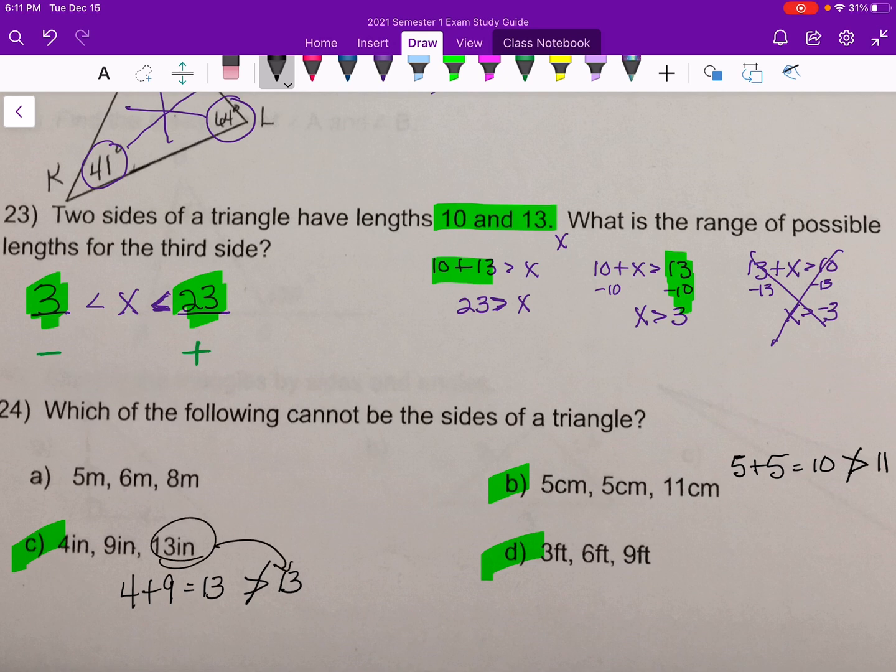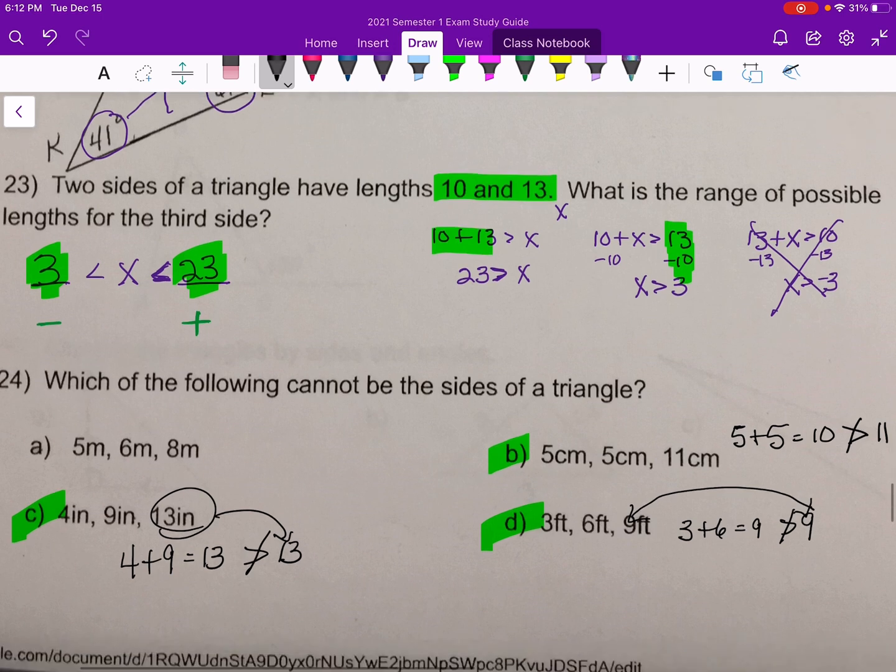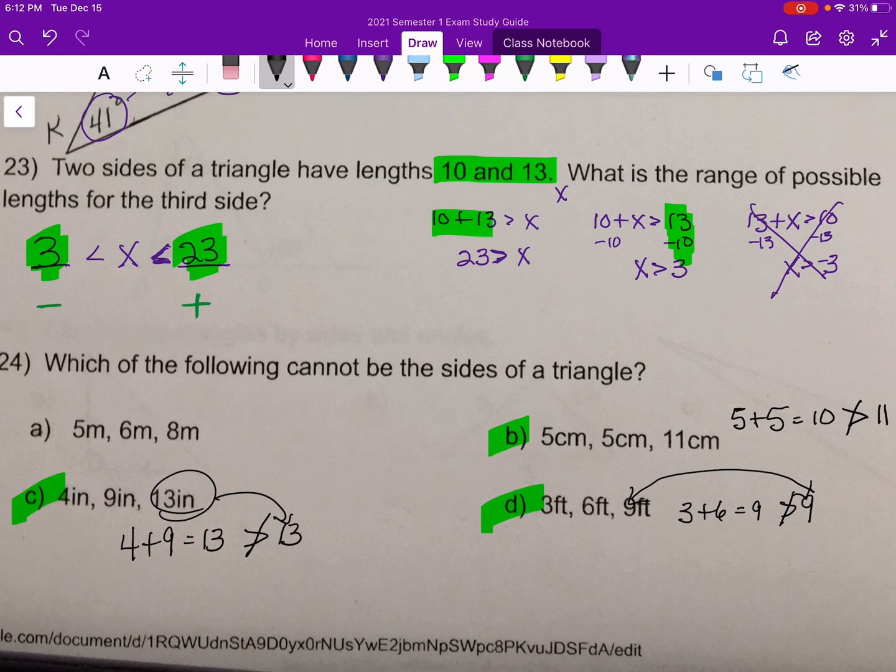So that cannot make a triangle. And the same reason the last one can't. 3 plus 6 is 9. It is supposed to be greater than 9, which it is not. It's supposed to be bigger than that third side. So B, C, and D cannot be triangles. Adding two sides of a triangle always has to be greater than the last one, can't equal it, and can't be smaller than that. All right, that's the end of, I guess it's our fourth page, so fourth video.